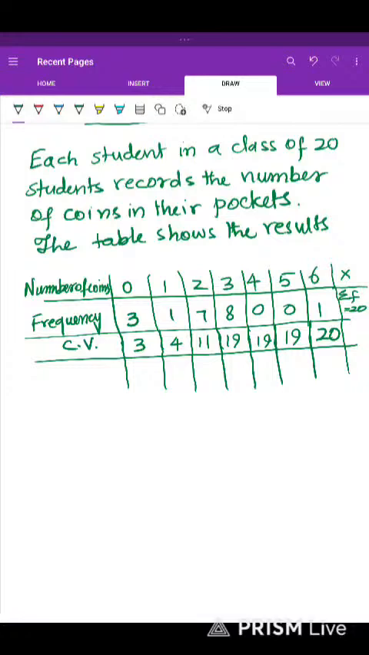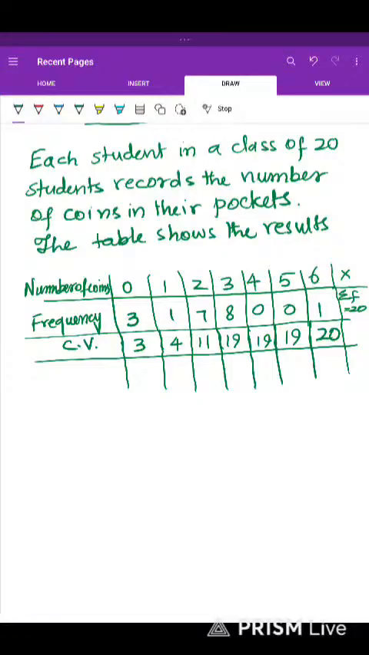Look, it is cumulative frequency. All frequency values are added. 3 plus 1, 4, 4 plus 7, 11, 11 plus 8, 19, 19 plus 0, 19, 19 plus 0, 19, 19 plus 1, 20. So cumulative frequency is also calculated. All frequency values are added, they make 20, and all coins are represented by x.